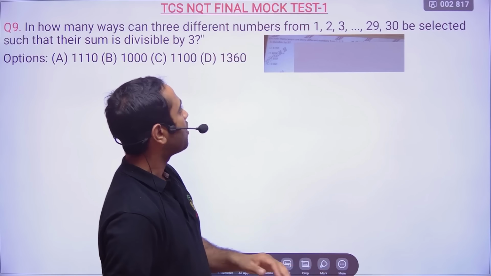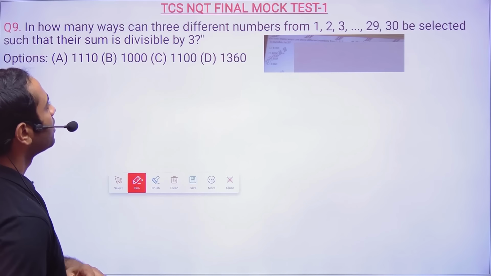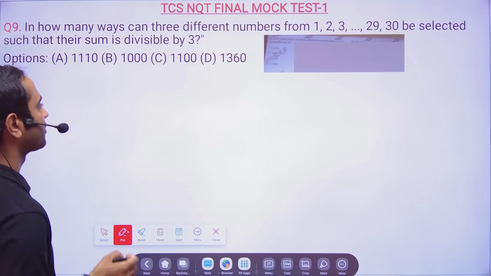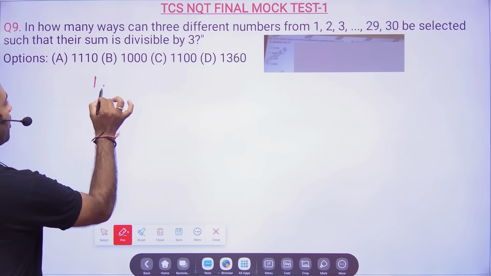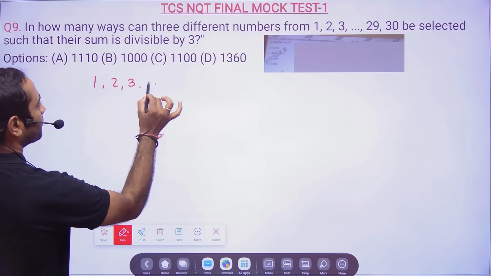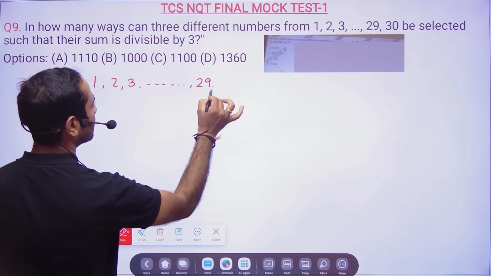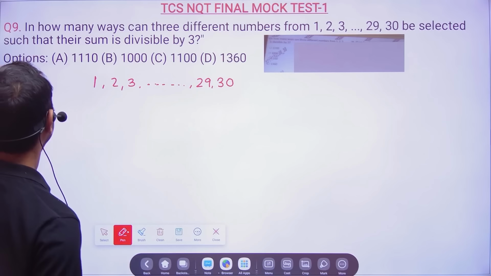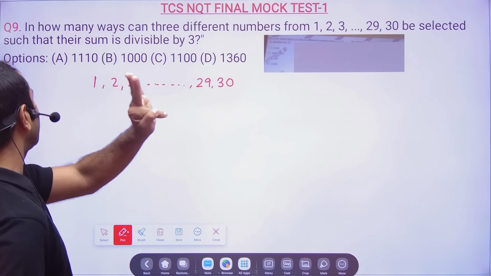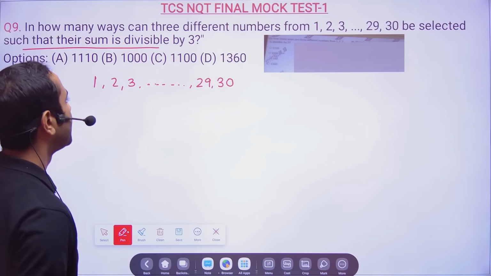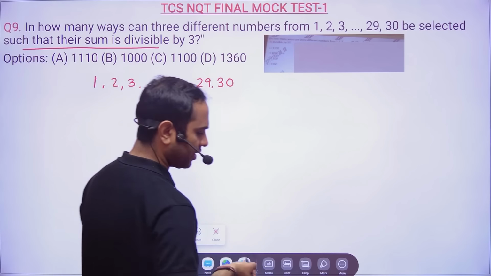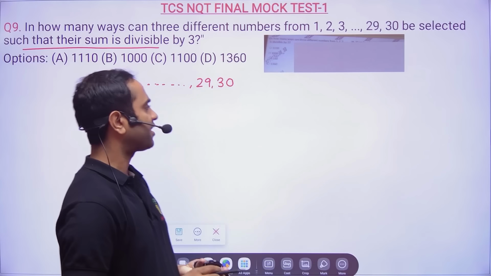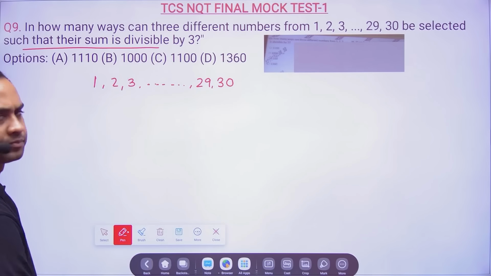Okay. Now question number 9. Question number 9 is, in how many ways can 3 different numbers be selected? So friends, basically you have numbers 1, 2, 3, up to 29 and 30. So you have 30 numbers, and you have to select 3 numbers in such a way that their sum is divisible by 3. So you can say this is permutation and combination. You have to select the 3 numbers in such a way that their sum should be divisible by 3.